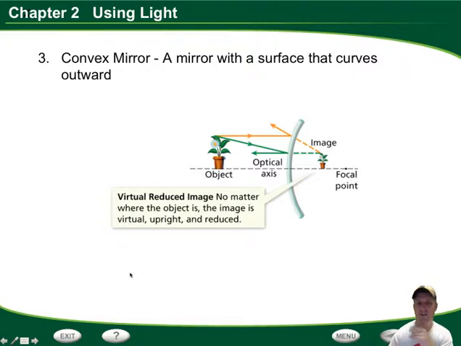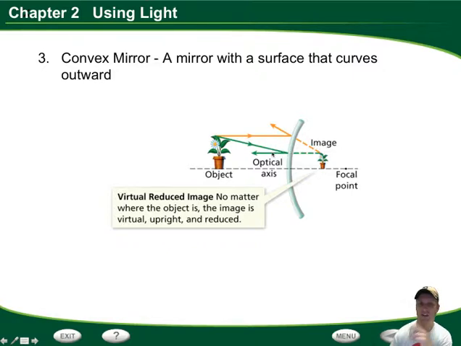In a convex mirror, you actually get a virtual reduced image no matter where the object is. The reason why is, here's my object out in front of the mirror. As the light rays hit, the produced image is going to appear smaller, but it's going to be upright and virtual. You'll see these types of mirrors in grocery stores. They put them up in the corners so that they can see around corners. You can see what other people are doing because it actually enlarges the field of view.